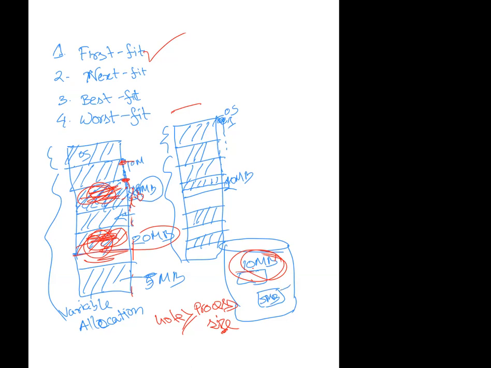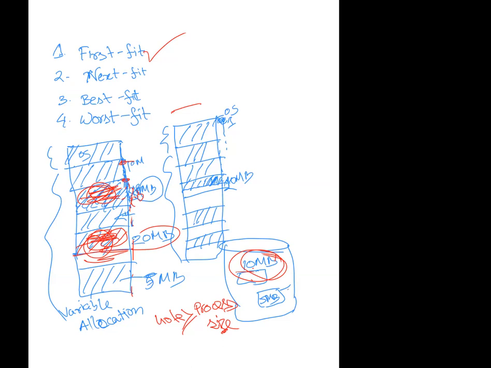So what next fit does is not like first fit. First fit always searches from the beginning of your memory whenever a new process comes. But next fit starts from where it last left off, from this position. So when a new process comes, it starts from this position.